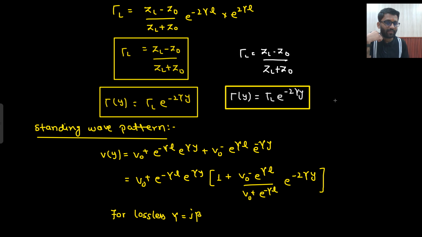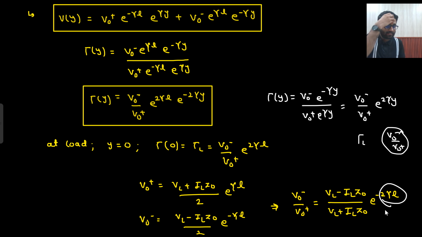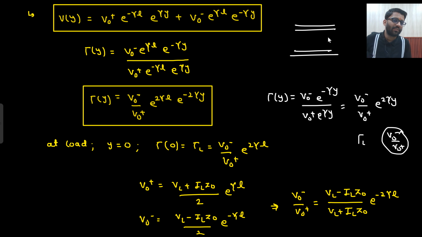But that derivation was much easier than this one. Here we are needlessly carrying this term. In our analysis, I was assuming that at the load I have V0 plus, and at the load V0 minus is being reflected. But what is generated in our analysis? V0 plus e to the power gamma L was generated.